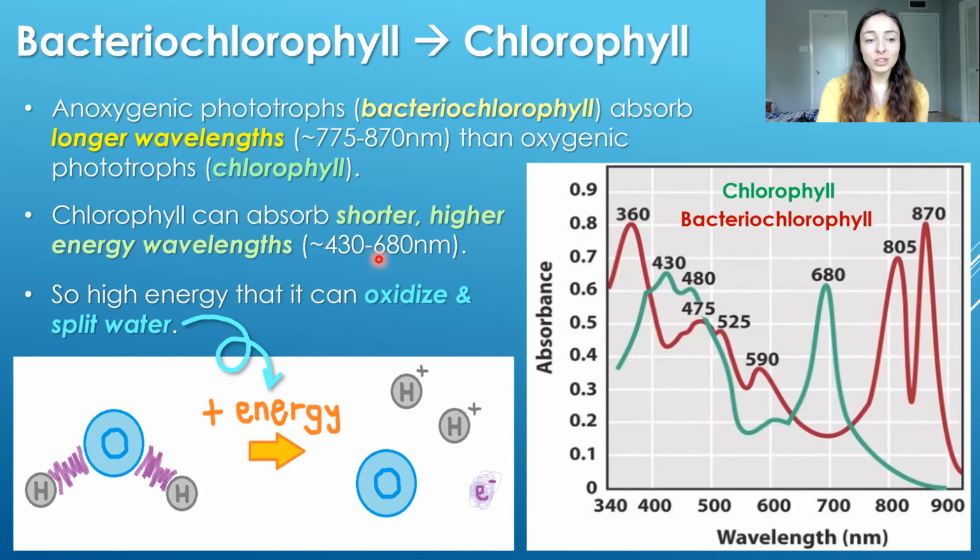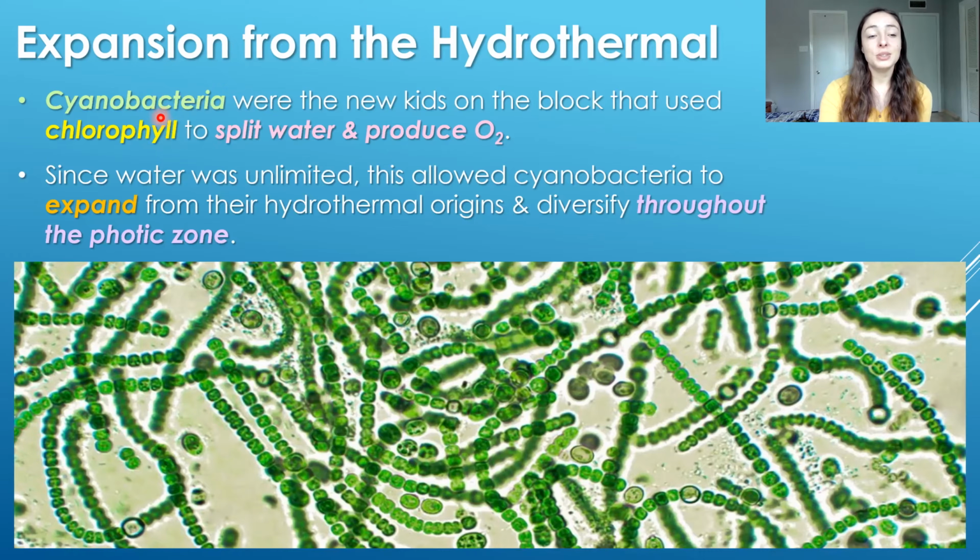So with all this energy, chlorophyll-using organisms were able to oxidize and split these super stable molecules of H2O or water. So cyanobacteria were these new kids on the block that were able to use chlorophyll to split water. Why was this such an incredible feat? This splitting of water produced oxygen, molecular oxygen, and this was the beginning of oxygenic photosynthesis.